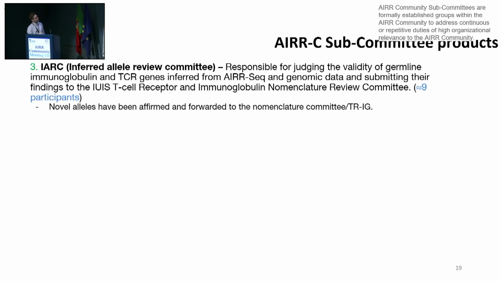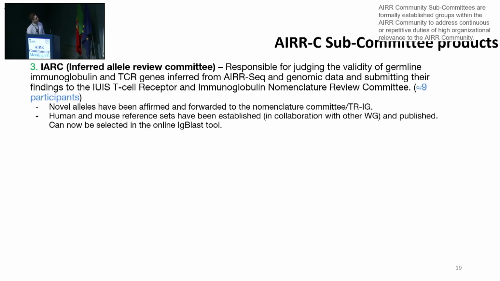So in the last cycle, novel alleles have been affirmed and forwarded to the nomenclature committee. And human and mouse reference sets have been established in collaboration with other working groups and published, and can now be selected in the IG-BLAST tool. Great. And they started the consolidation of the PCR-IR process.